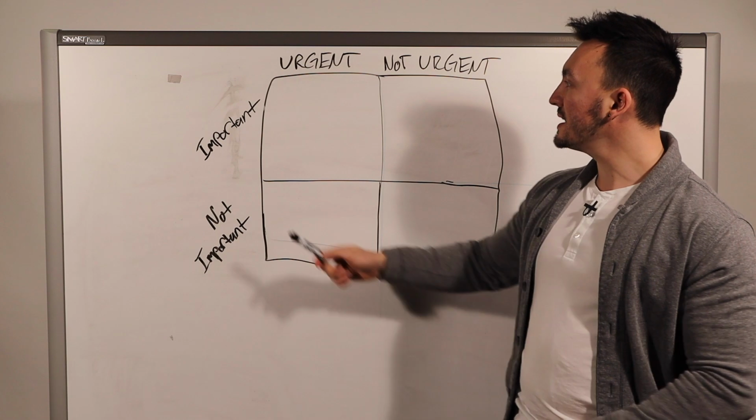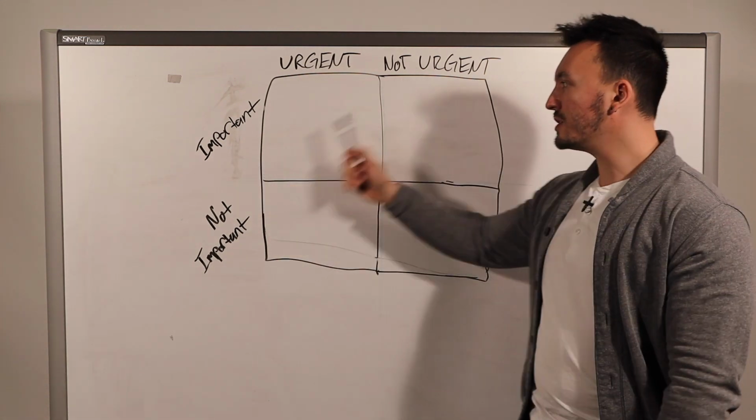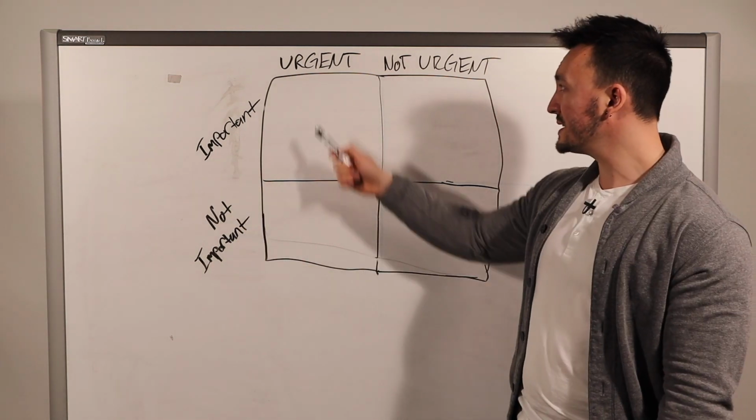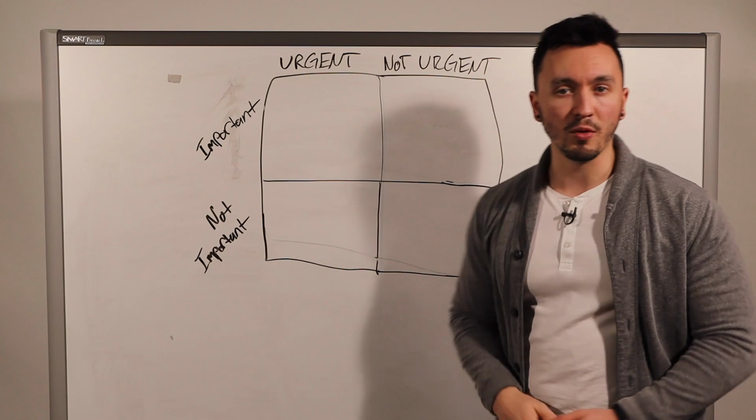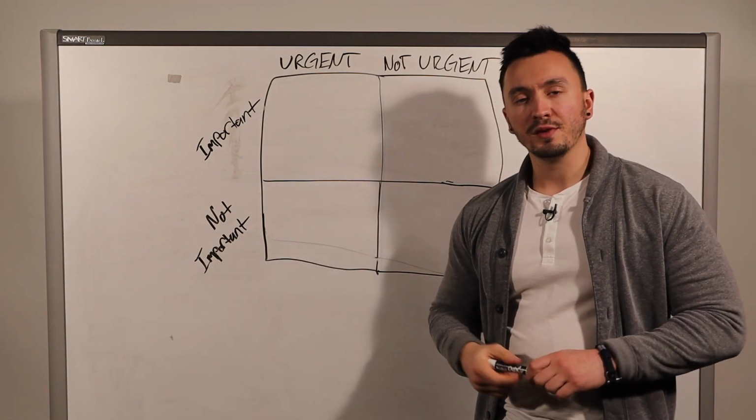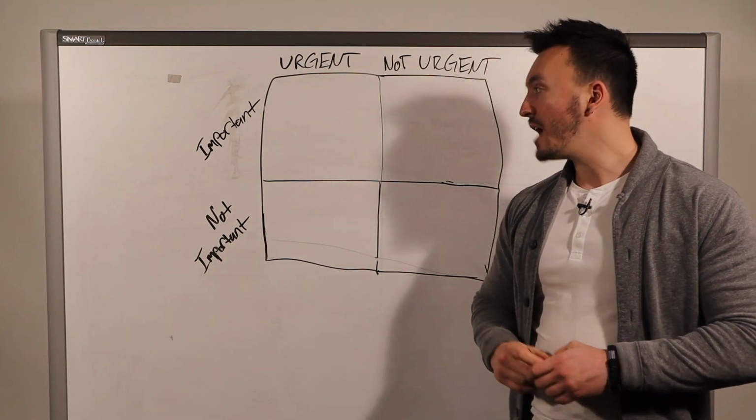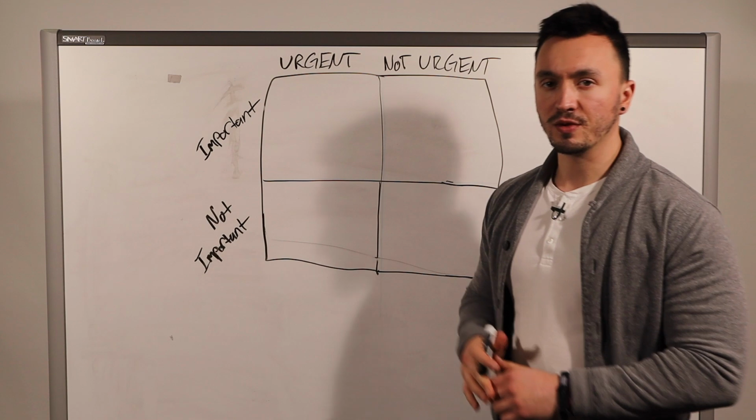So you have things and activities that are urgent and important, things that are not urgent but are important. You have certain things that are urgent and not important, and then things that are not urgent and not important. And so with this quadrant, you can map out how you spend your time, or how you would like to spend your time in order to be productive. So let's go over this first quadrant here.